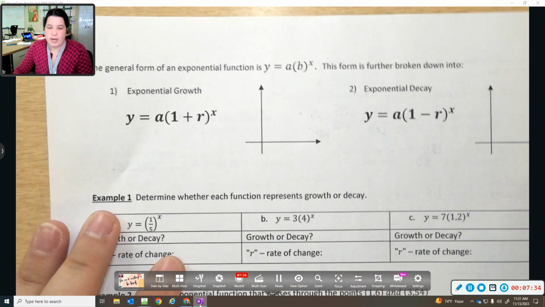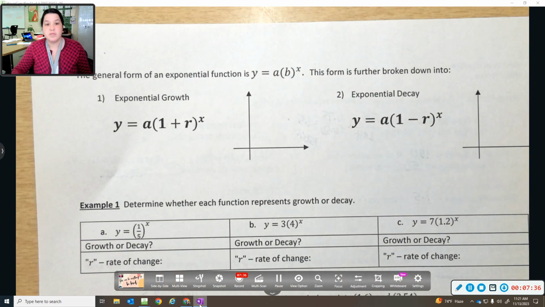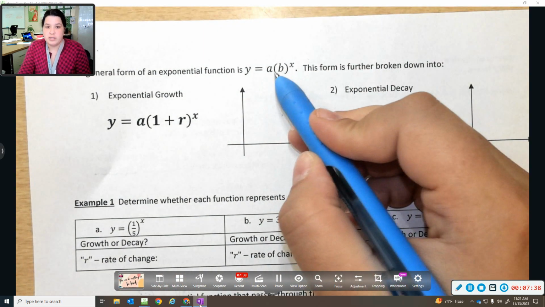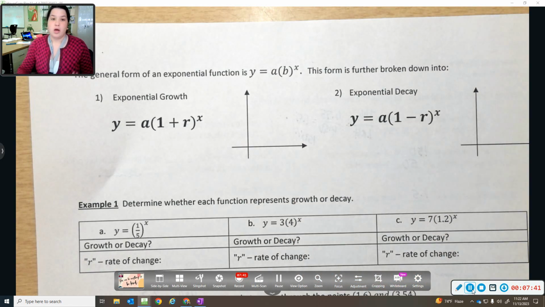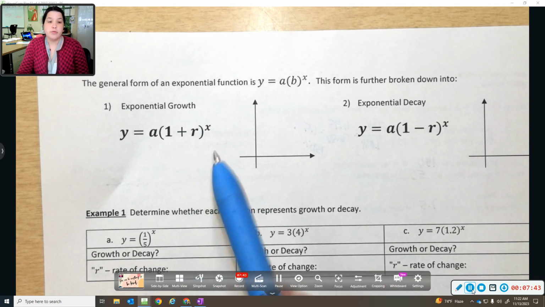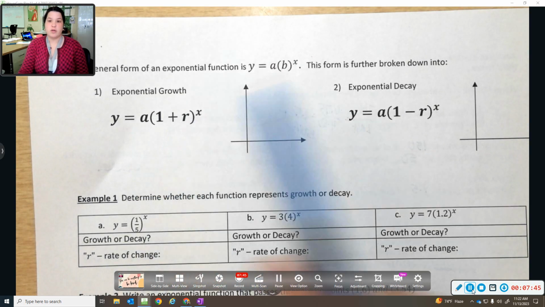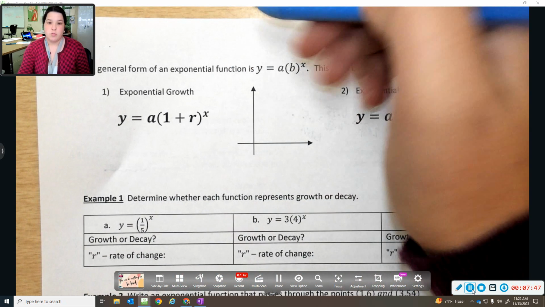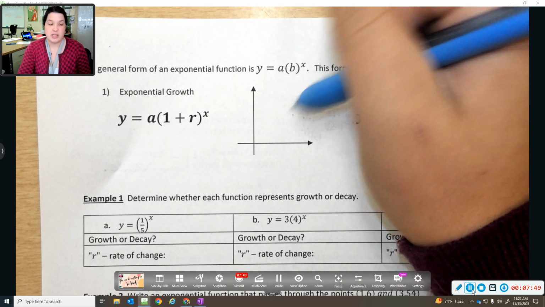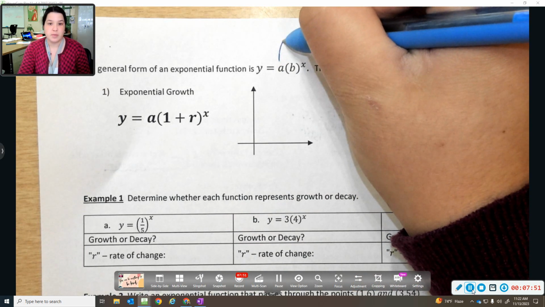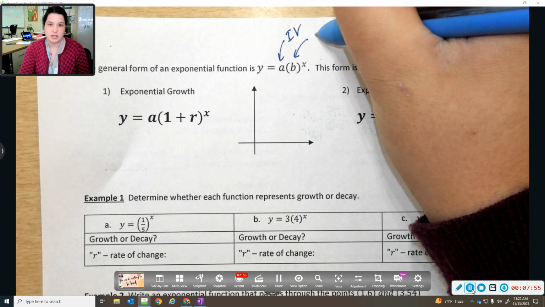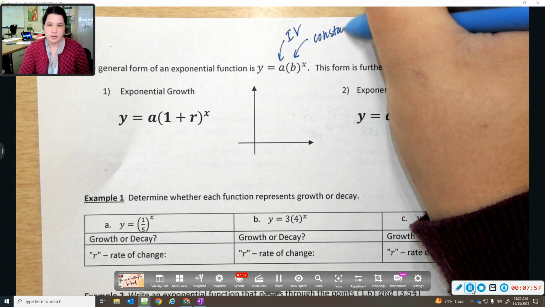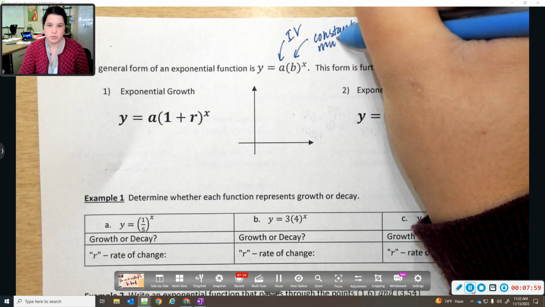Okay, so when I go to the back, we have 2 different forms of exponential functions. We have exponential growth and we have exponential decay. So y equals a times b to the x. This is the general form. The a is the initial value, I'm going to put IV, and then the b is the constant multiplier or constant ratio.